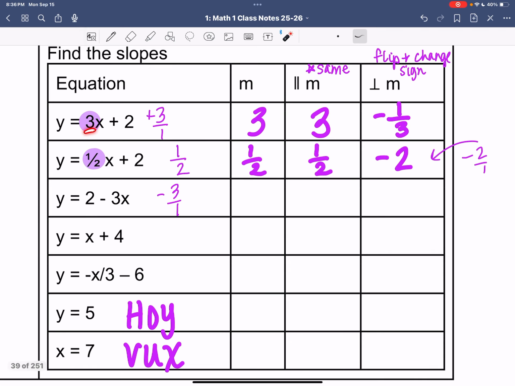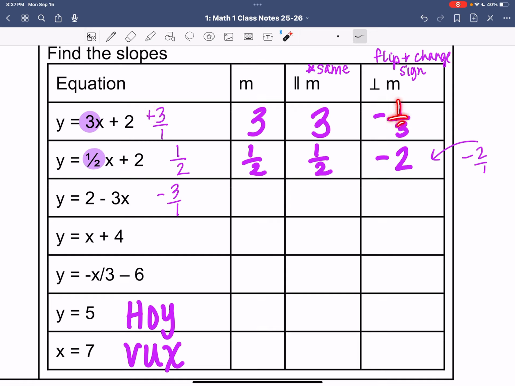All right, so let's look here. I always look for x because I know my slope is attached to x. So I know 3 is my slope, which is 3 over 1. So parallel is going to be the same. So these two should be the same. Now, to get perpendicular, you're going to have to flip it and then change it from a positive to a negative.